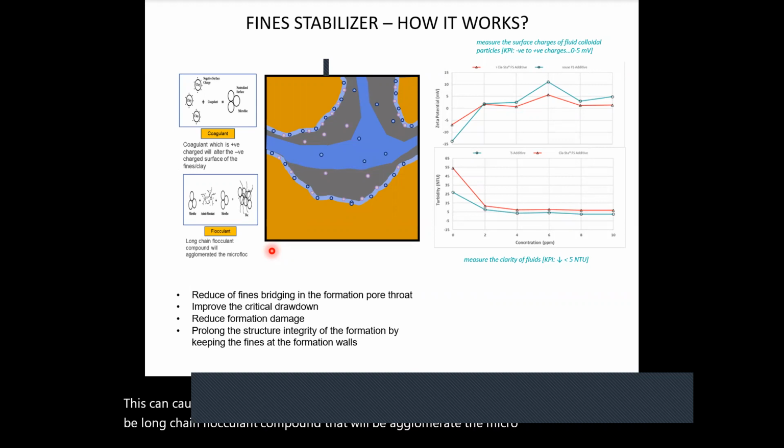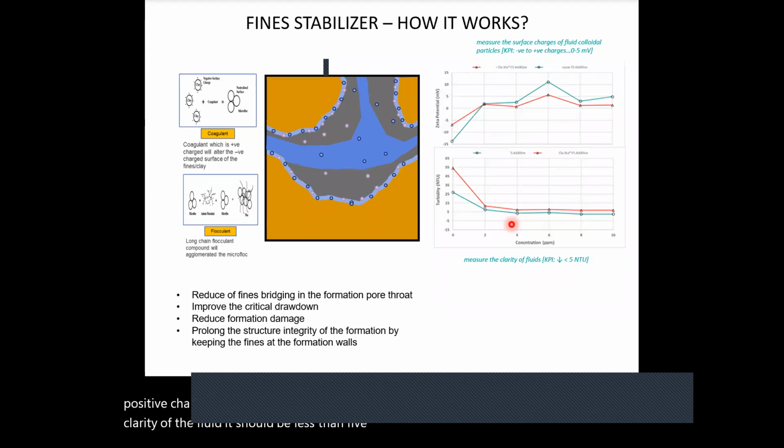On the right, you can see the result conducted in a laboratory, showing the zeta potential and the turbidity of the product. As you can see, the KPI for zeta potential is to have the charge between negative and positive, 0 to 5 millivolts, and for the turbidity, which measures the clarity of the fluid, it should be less than 5 NTU.